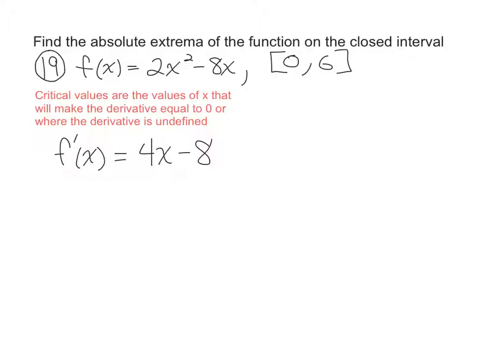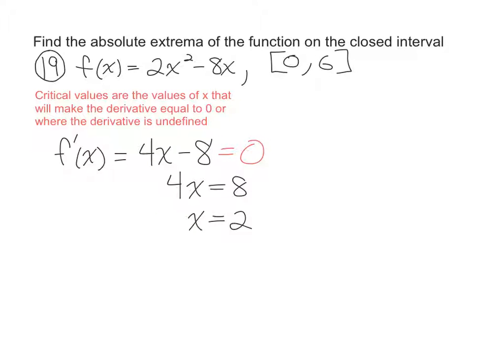And what we really want to do here is set this equal to 0 so we can find the values that will make the derivative equal 0 when we substitute them in. When we solve for this, we get x equals 2. When we get an answer, it is important to check that this number is in fact in this interval. And yes, x equals 2 is in this interval.